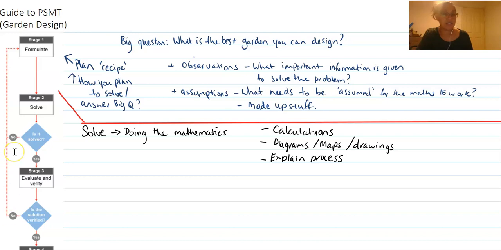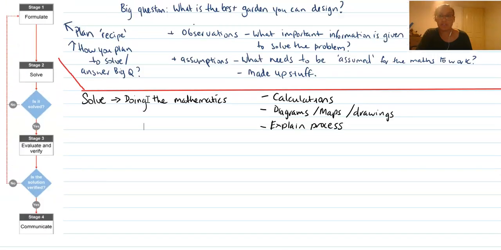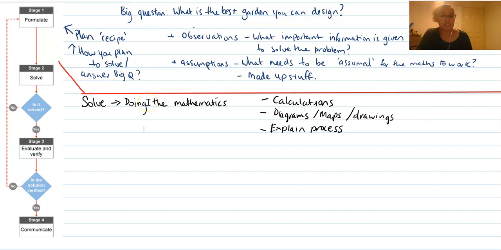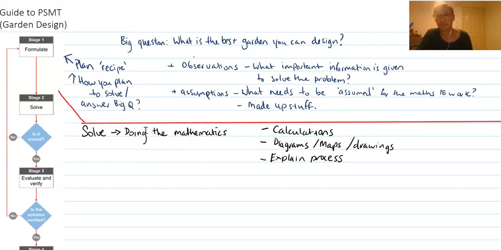Hi everyone, in this video we're looking at a guide to PSMTs. Now I've already had some technical difficulties, but we are looking generally at that process of designing your garden bed. If we have a look here, there's a 4-step process: formulate, solve, evaluate and verify, and communicate, that you need to use when doing a PSMT.